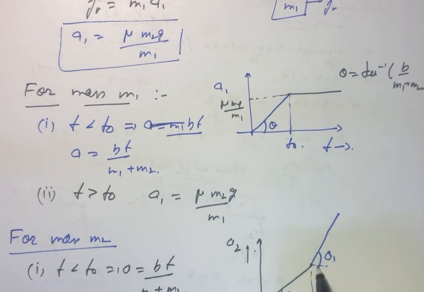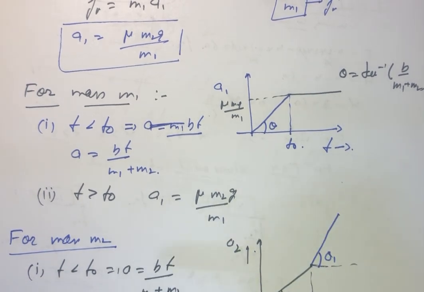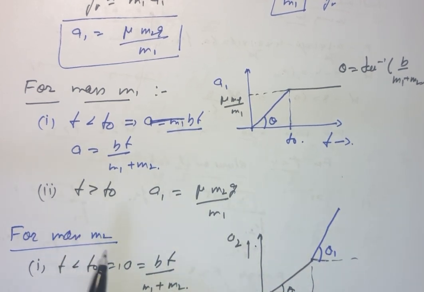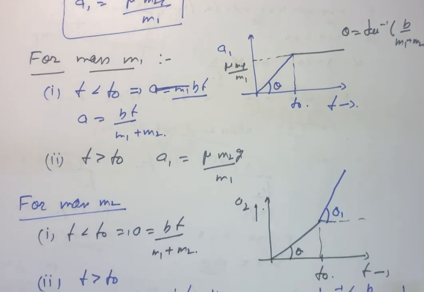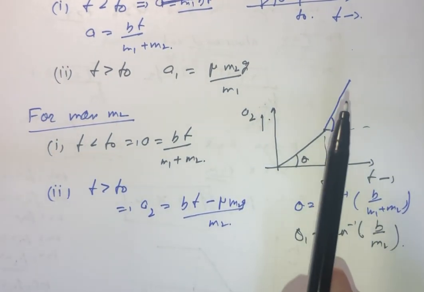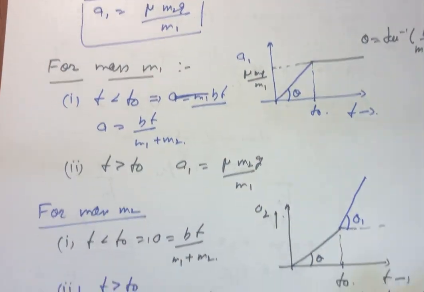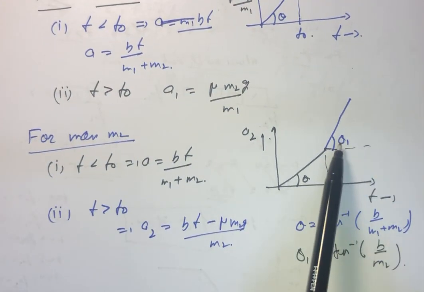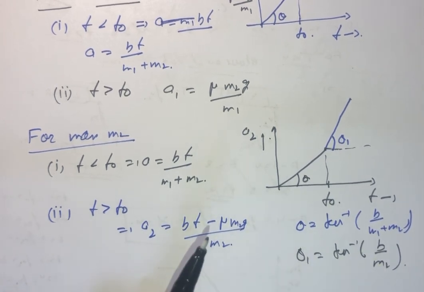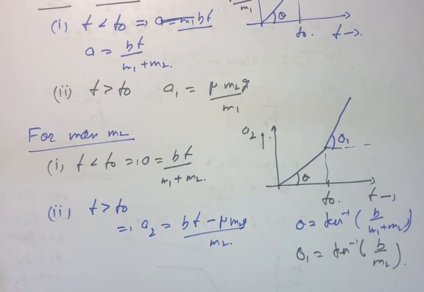So these are the equations as well as graphs for both m1 and m2, which are driven by a force bt that is time dependent. These are the values of theta, which is the same as the previous one, and there is a slope of theta 1, which is given as tangent inverse b upon m2. So this completes the question. Thank you.